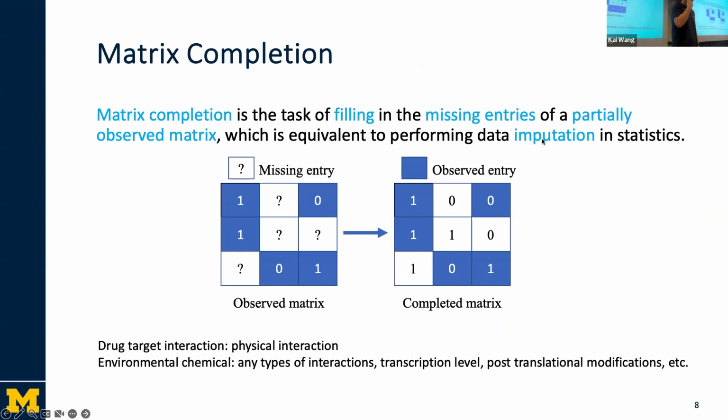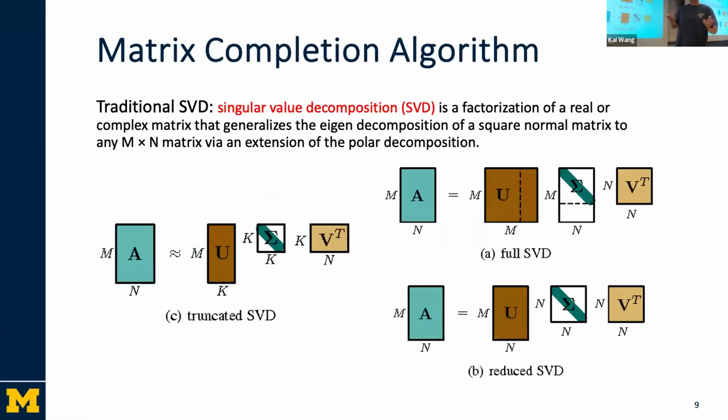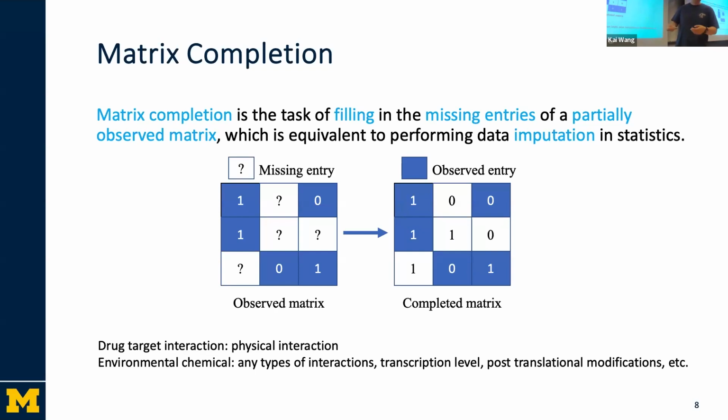Matrix completion is basically imputing the missing values in a partially observed matrix. This type of method is actually very widely used in drug repurposing and repositioning. Usually for drug-target interaction, they use binary numbers, and they just predict the physical interaction between the chemical, the drug, and the proteins. But for environmental chemicals, they probably have different types of interactions.